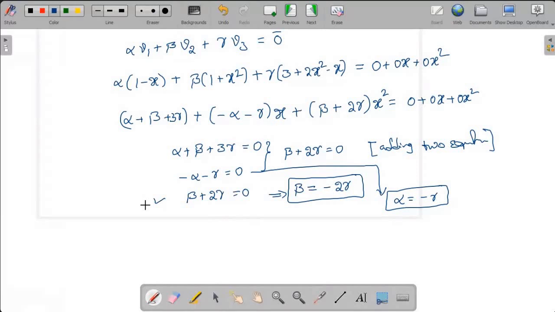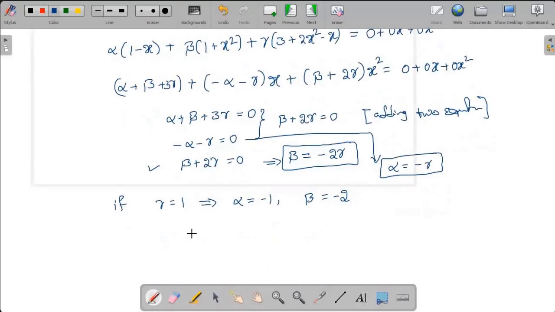Now, if you observe that we got alpha in terms of gamma and beta in terms of gamma, but what is gamma here? We don't have any condition on gamma, right? Therefore, we can take gamma to be any real number because there is no condition on gamma. So if you pick a gamma belonging to the set of real numbers, then you can have alpha and beta. For example, if gamma is 1, from this, what is alpha? Alpha must be minus 1, beta must be minus 2.